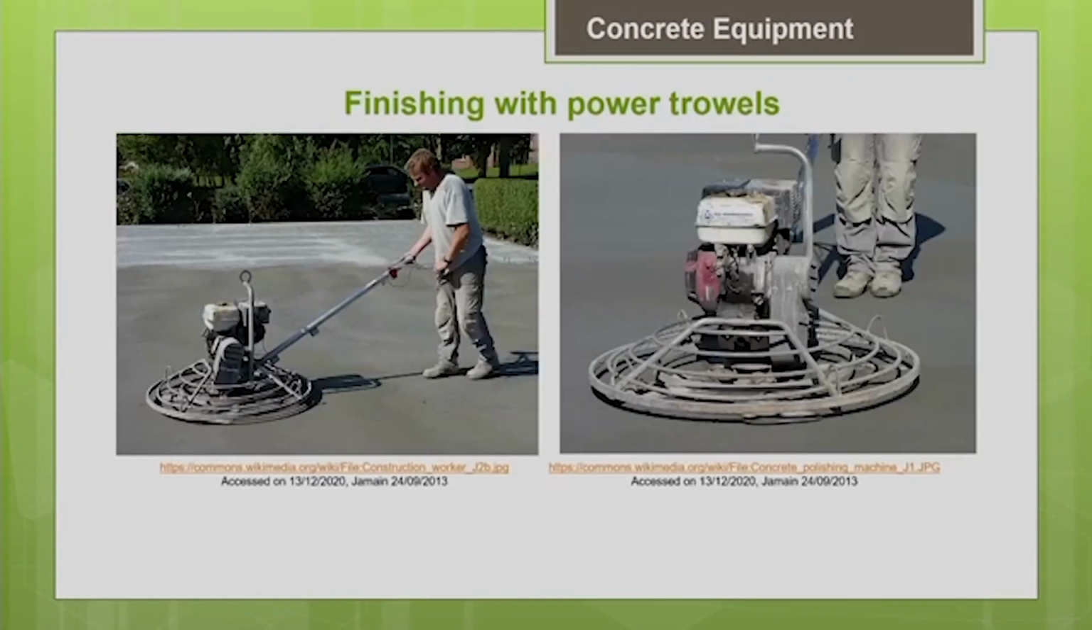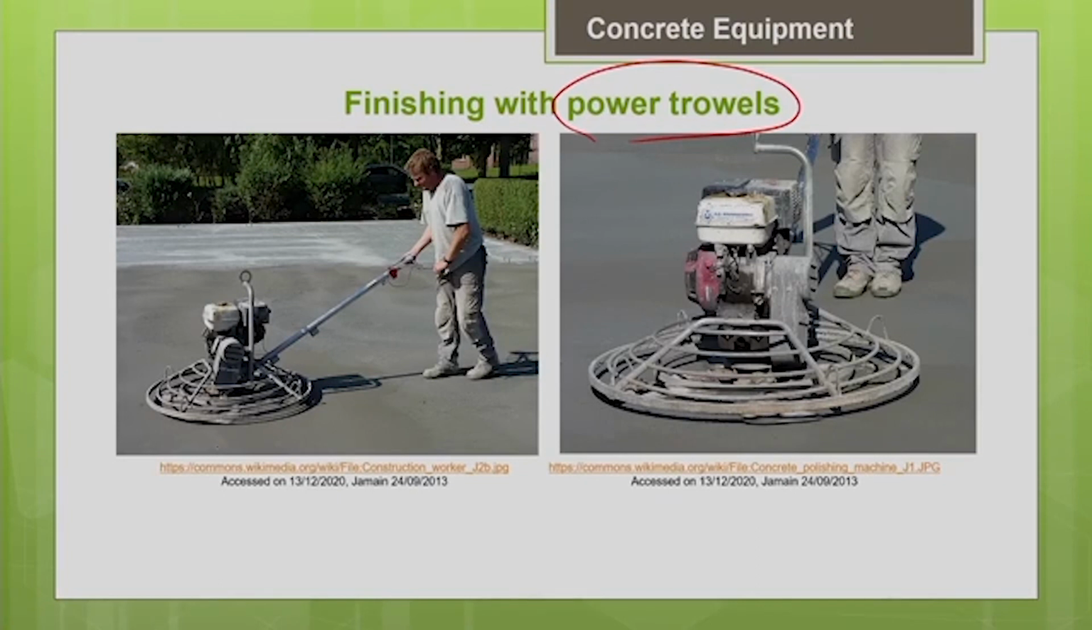There are also machines to do the finishing job. We call them power floats or power trowels. You can see here it looks like a spider. That is why it is also called a spider. Basically there are rotating blades inside, and these rotating blades help you to finish the concrete surface. The same machine you can use for both floating as well as troweling.